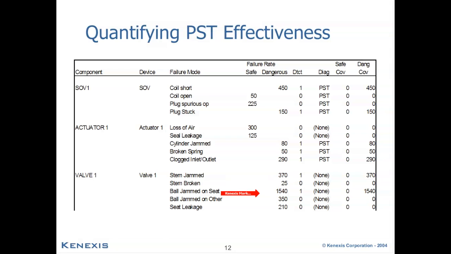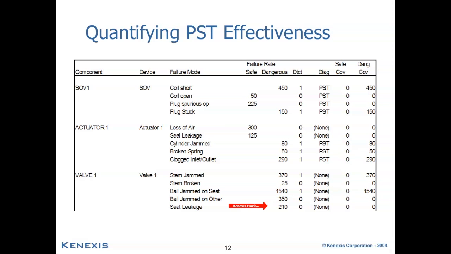Next up, ball jammed on the seat. That's the big ticket one. That's the one that we're actually looking for most of the time. That is detected. But if the ball is jammed on something else, like a welding rod stuck in the pipe, or even some buildup of foreign material on or near the ball or where the valve closes, that may not be detectable. So since it may or may not be detectable, we use a pessimistic option and say that it's not going to be detectable.